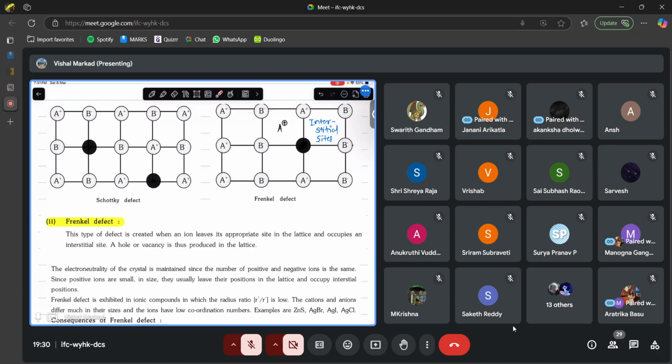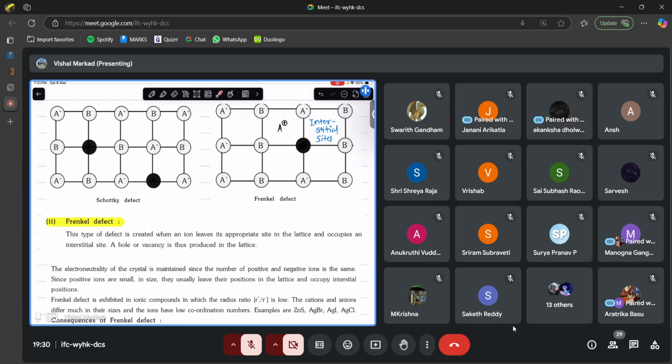Second thing, Schottky defect is possible when the size of cations and anions are the same. Frankel defect is possible when there is a difference in the size of the cation and anion, when the size is not the same. There is a gap or difference between the sizes.